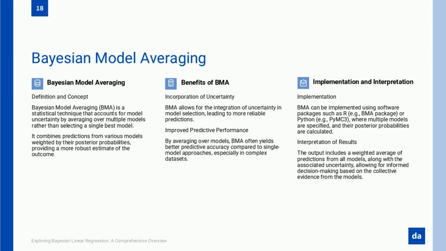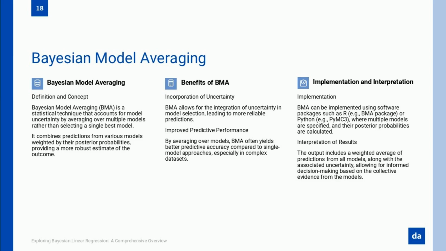Mathematically, BMA is based on Bayes' theorem, but applied to models rather than just parameters. Each model M_i has a posterior probability: the probability of model M_i given the data is proportional to the probability of the data given the model, multiplied by the prior probability of the model. This means that models that explain the data well and have reasonable priors will receive higher weights in the final average, while weaker models will contribute less to the final prediction.